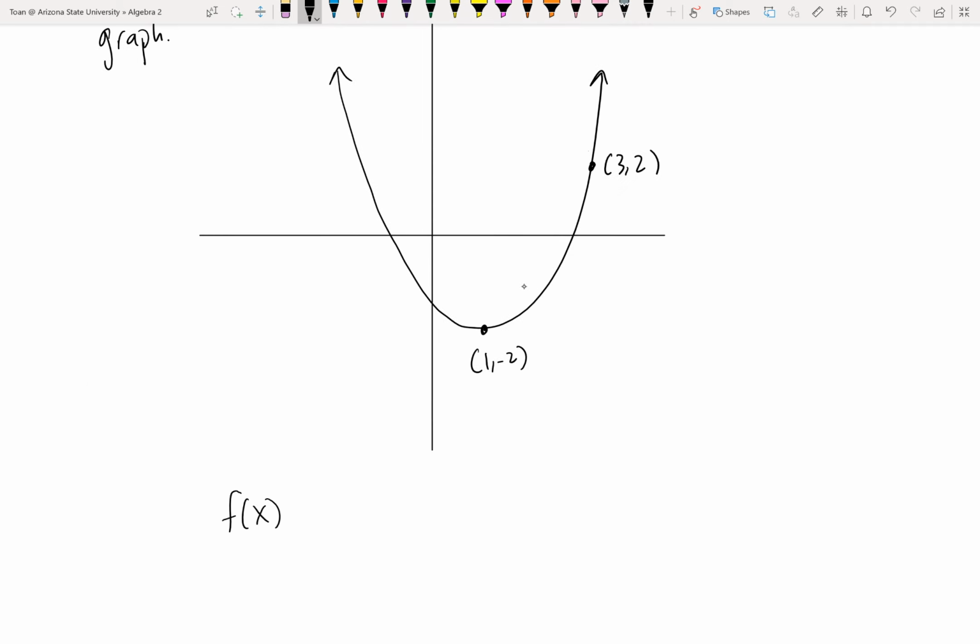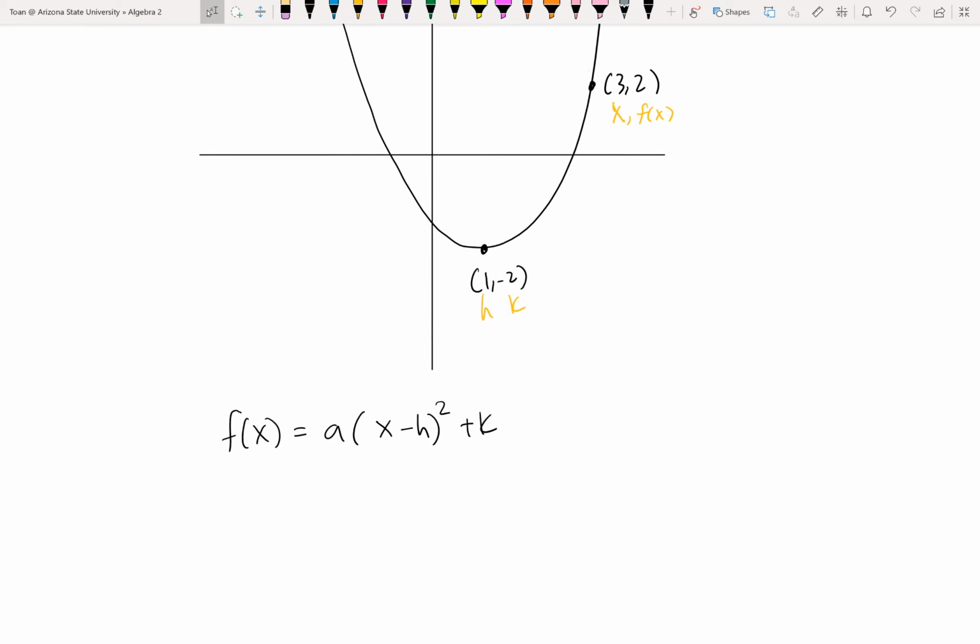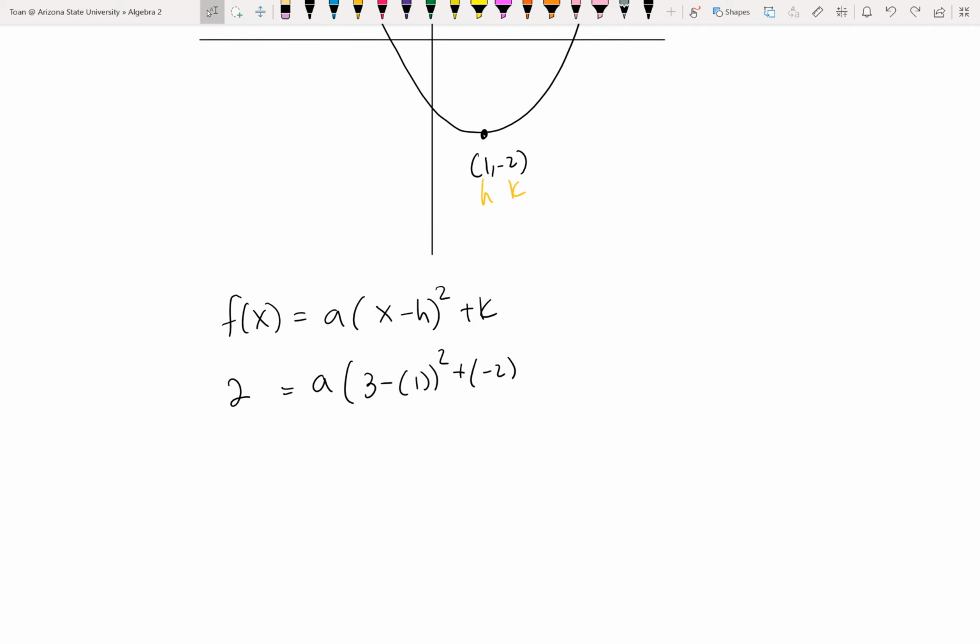So vertex form, just copying it down again, a(x - h)^2 + k. Remember, your vertex is your h and k, and your random point is x and f(x). So we plug everything in to solve for a. So we have f(x) is 2, x is 3, h is 1, k is -2. I did that fairly quickly, but all I'm doing is taking the h, the k, the x, the f(x), and plugging it into the spots in the structure. So hopefully we can then just do algebra or arithmetic and solve for a.